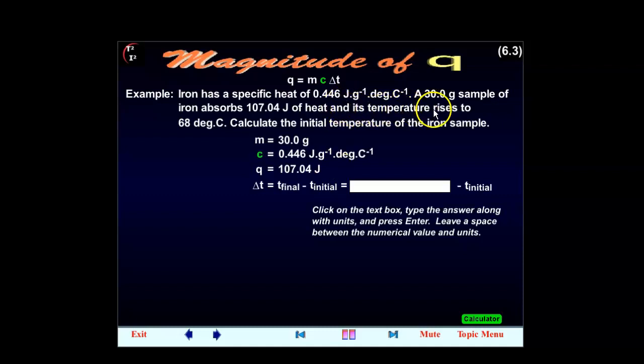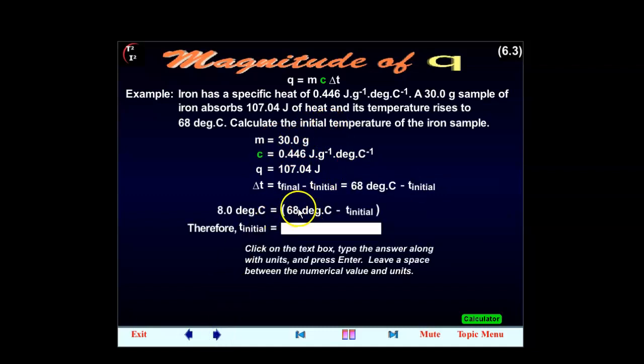Remember, its temperature rises to 68. So that should be T final minus initial. That means you're looking for initial. So your final temperature was 68 because it says the temperature rises to 68. So that means it's going to be 68 minus T initial, because you're looking for initial temperature.